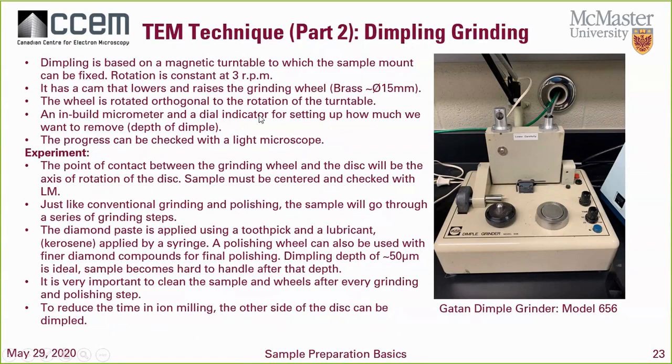So what's going to happen is the sample is going to be put through those grinding steps again, but the point of contact between the grinding wheel and the disc will be the axis of rotation of the disc. So again, that's why the sample has to be centered. Conventional grinding and polishing, that's what we're going to go through, but in this case, we're going to use diamond paste. Usually you can buy the diamond paste according to the application for dimple grinding. The lubricant that we're going to use is kerosene. I recommend applying it with a syringe because we don't want to add too much, so a drop or two. And what's going to happen is we're going to add our grinding wheel, which is usually made out of brass, right up here.